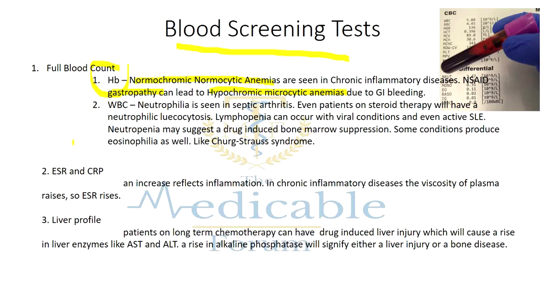What about WBCs? You can see a neutrophilia in septic arthritis and even in patients on steroid therapy. You can also see lymphopenia in certain viral arthritis and viral conditions, and even active SLE can cause a lymphopenia. When you see a neutropenia on your blood work, you should always check whether any drugs are inducing a bone marrow suppression. Some conditions can produce eosinophilia as well, like Sjogren's, etc.